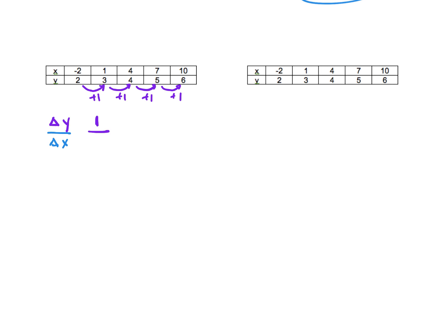Now we're going to move on to our change in x's. Again, it may be confusing for us to see that -2 to 1 would be going up 3, but when we go from our next 1 to 4, I can see it's going up 3 clearly. 4 to 7, it's moving up 3, and 7 to 10, it's moving up 3. So constant rate of change, and so we have 3. So our slope or our m value would equal 1/3.